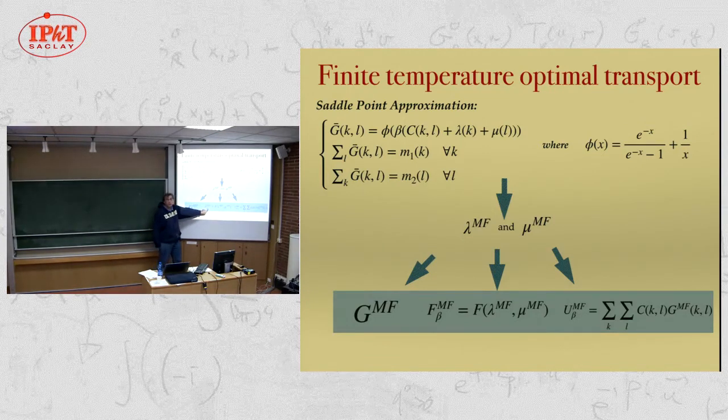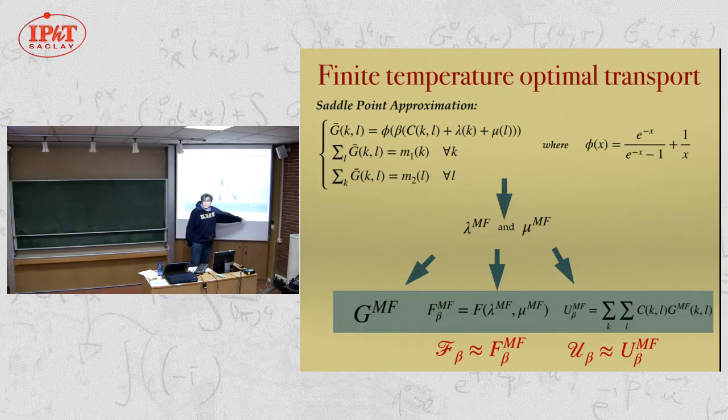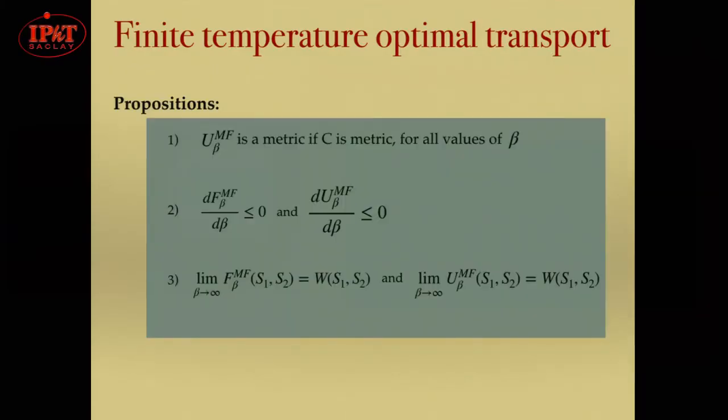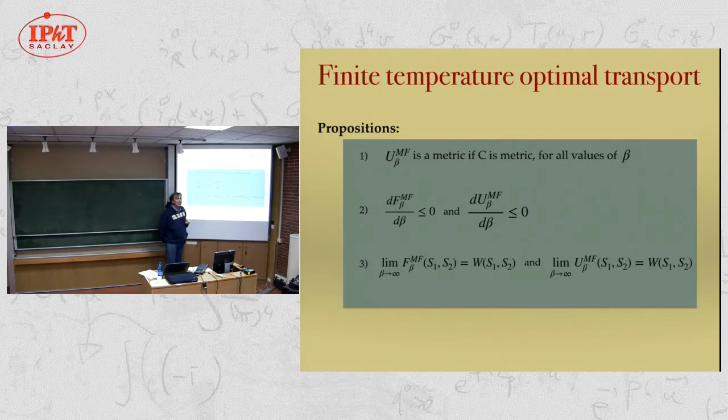You have a free energy, a mean field free energy, which is an approximation of the real one, and an internal energy, a mean field internal energy. These are zero-order approximations of the real one, but even though they're zero-order approximations, they remain metric. They remain strictly monotonic, and their limit is still the true Wasserstein distance. So we replace the full system with a functional that has the mathematical properties that we need.